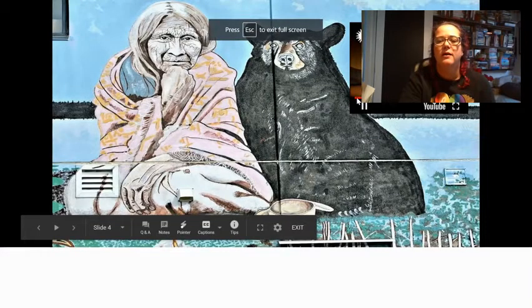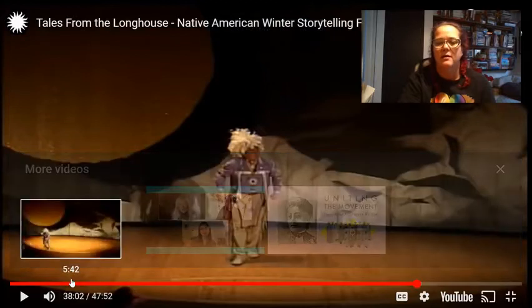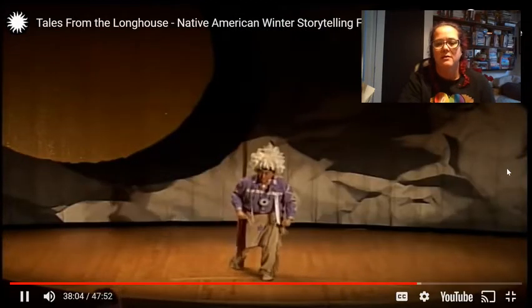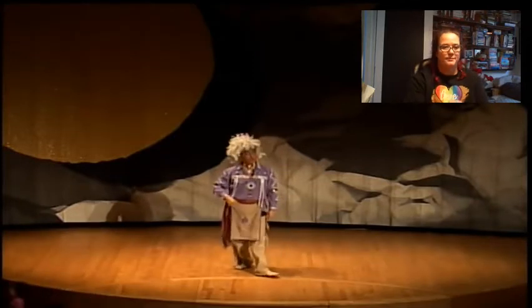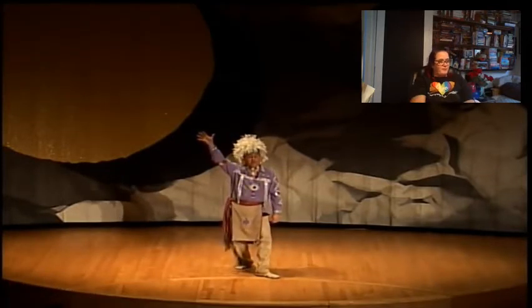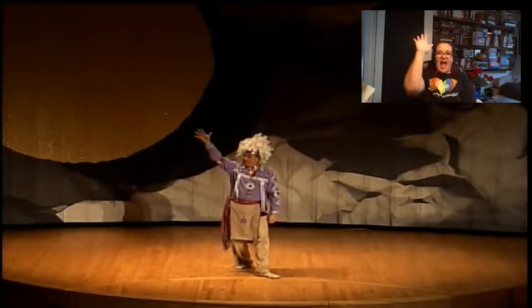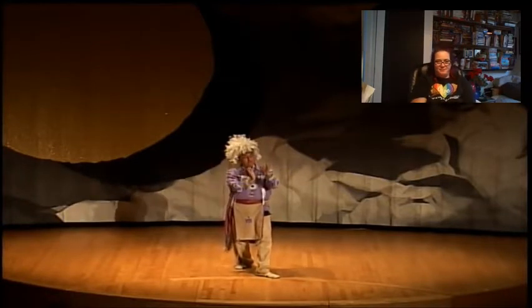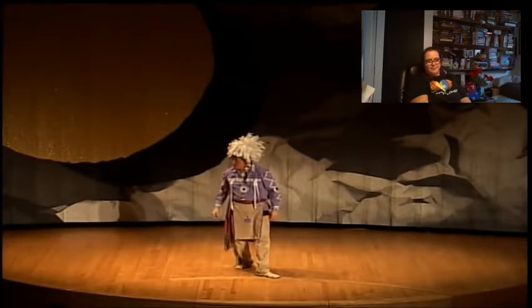Okay, but one other thing that stories do is they teach us about nature. Now let me ask you this question. Who knows what a black bear looks like? Does the black bear have a big long tail or a little short tail? He's got a little short tail. This is how the black bear got that little short tail.